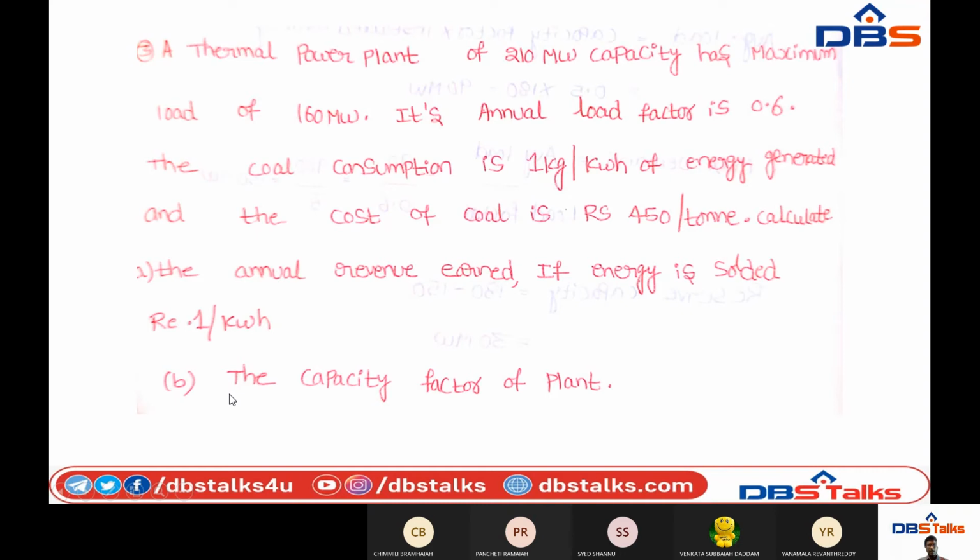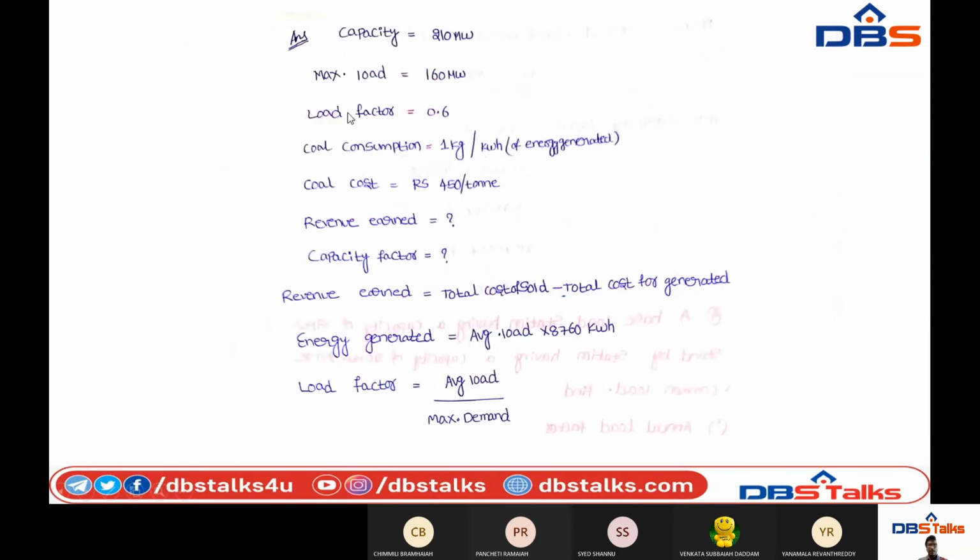After that, find out the value of part A, and the second one is the capacity factor of plant B. We have to find out two values: one is revenue and the second one is the capacity factor. First of all, I'm writing the data. Capacity is given as 210 megawatt. Maximum load is 160 megawatt. Load factor is 0.6. Coal consumption is 1 kg per kilowatt hour. Coal cost is 450 rupees per ton, for 1000 kgs. And we have to find out the profit, how much profit they gain, and what is the capacity factor.